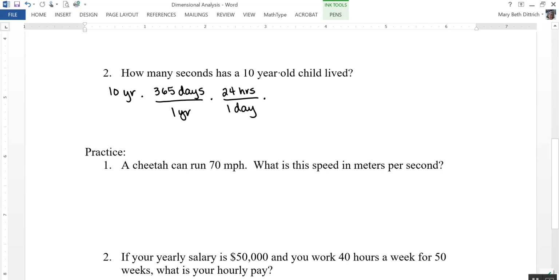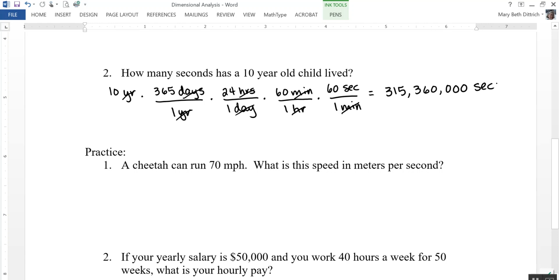And I kind of skipped this in the previous one, but there are 60 minutes in 1 hour. And there are 60 seconds in 1 minute. So I can cancel years, days, hours, minutes, and the only units I'm left with are seconds. So I have 10 times 365 times 24 times 60 times 60 gives me 315,360,000 seconds. So a 10-year-old child on his birthday has lived 315,360,000 seconds. Now, I realize that doesn't take into account leap years, but that's pretty close.